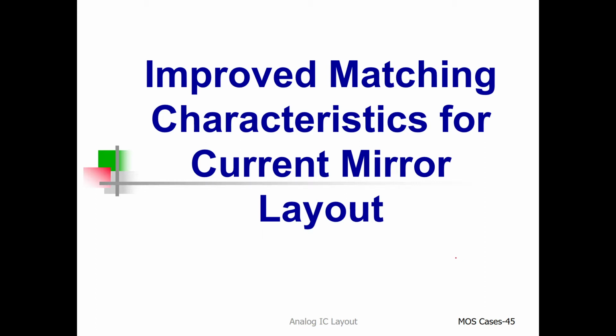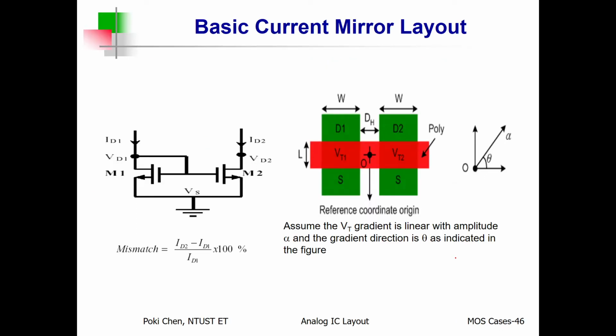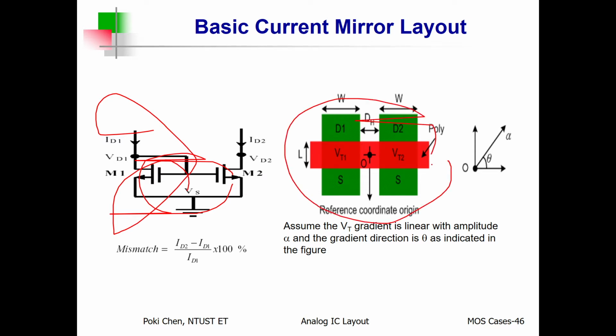Now we would like to talk about some skills to improve the matching properties for current mirror layout. From the very beginning, you will see this is the most fundamental one. We have two transistors exactly the same in size. How can you match their properties after fabrication? This is a very simple layout.